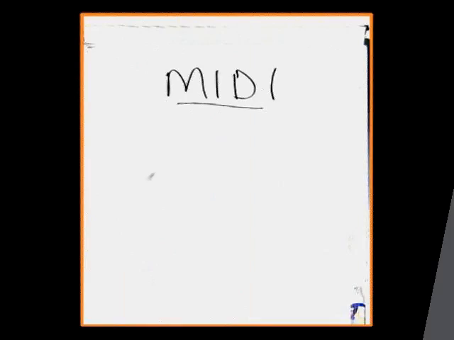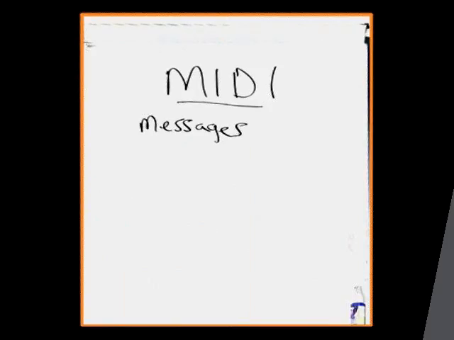So those messages, MIDI messages, were important for this protocol to work. And so in your book, you're going to learn about different kinds of MIDI messages. There are note messages, and there are control messages. There are a lot of elements of music, right?